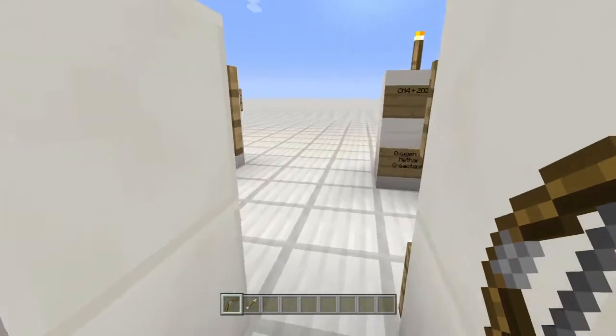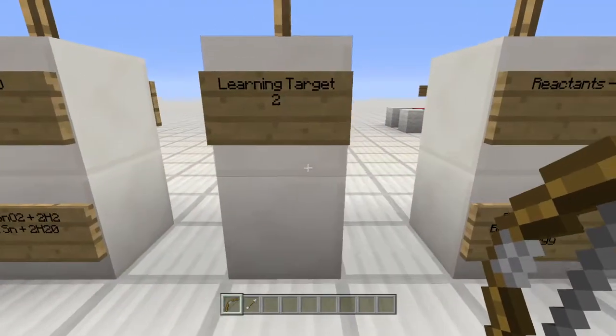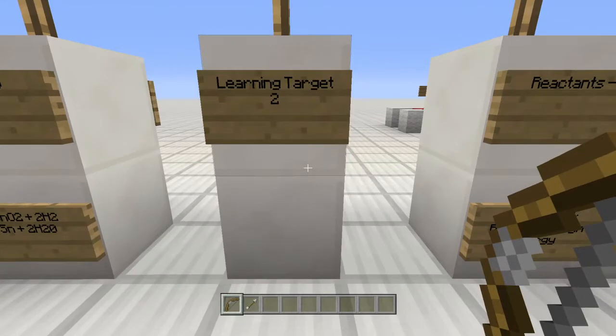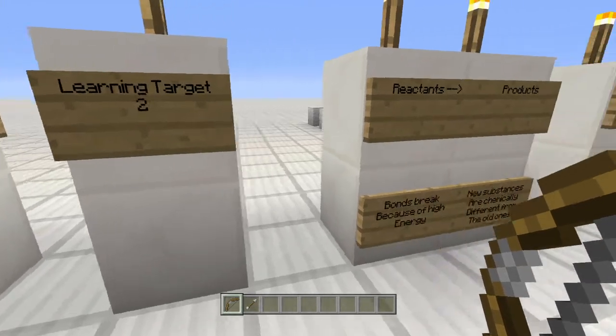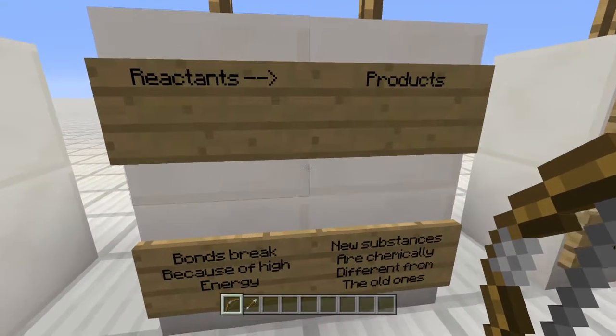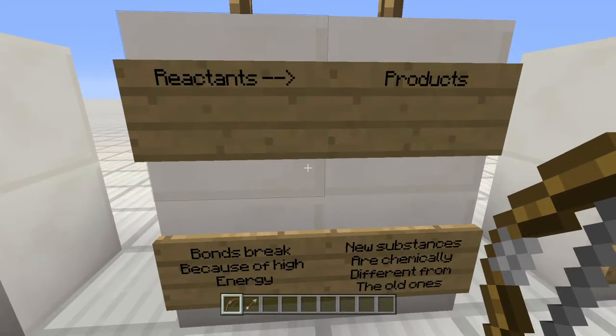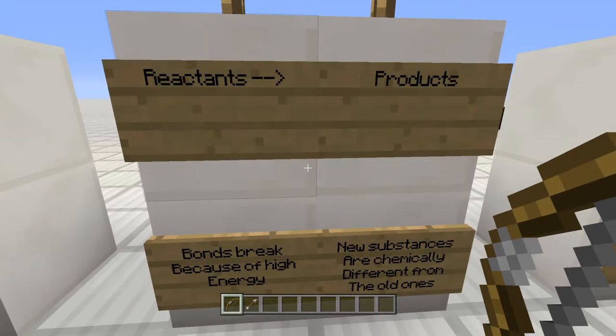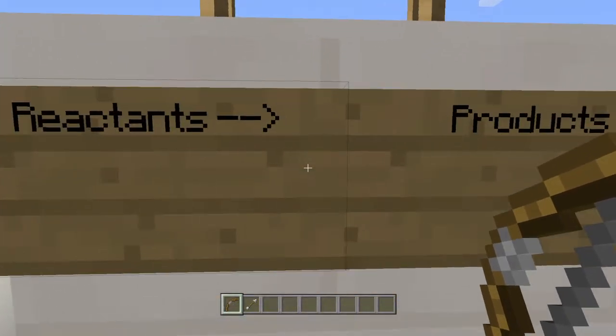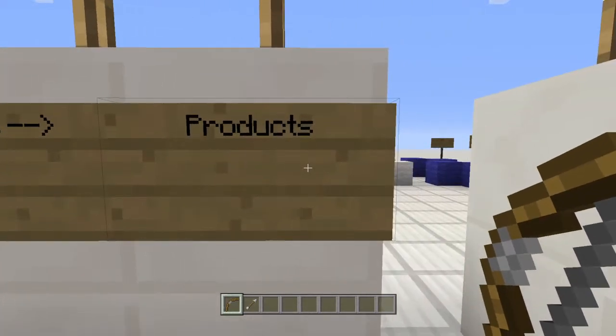With that out of the way, let's start learning target 2. I can describe what a product is in a chemical reaction. All chemical reactions involve reactants and products. Products are the substances which are produced in the reaction. The relation can generally be represented by this form: reactants, products.